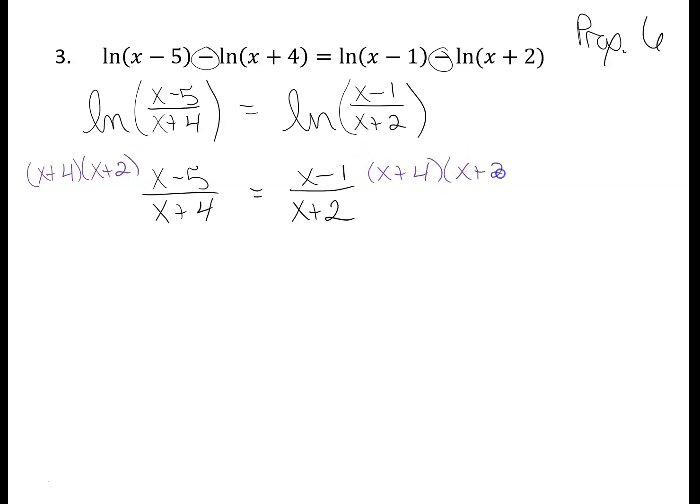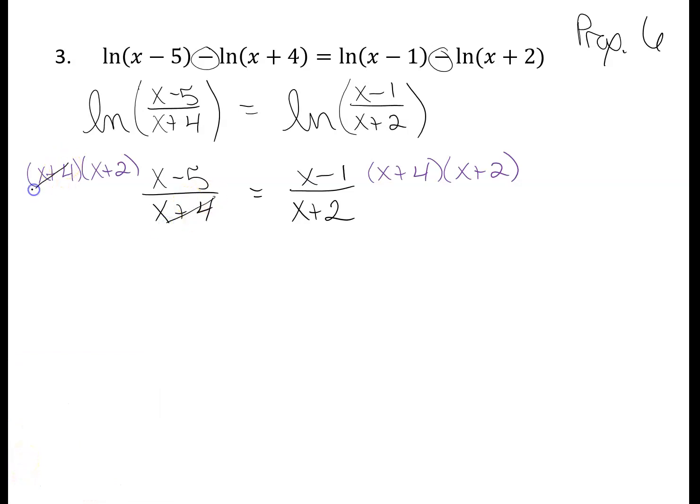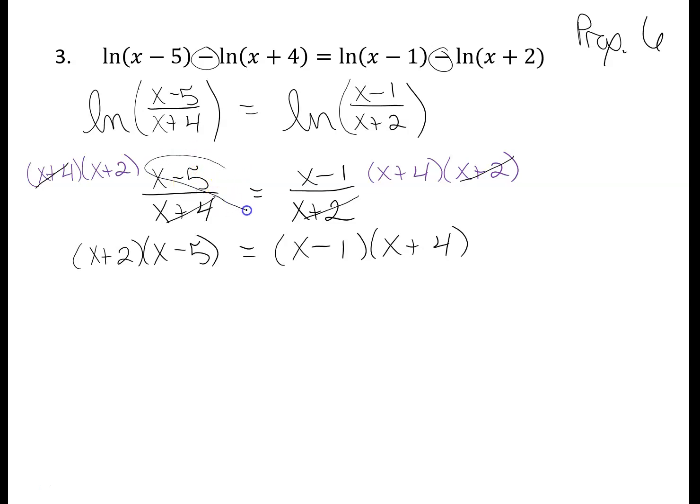So we'll go ahead and write that next to each term. And then on the left, we can divide out the x plus 4's. So that leaves me x plus 2 times x minus 5. And on the right, we can divide out the x plus 2's. So now I've got x minus 1 times x plus 4. Now notice that's the same thing we would get if we cross multiplied. We could do these two, x minus 5 times x plus 2, and then equals and multiply these two. If there's one fraction on each side of the equal sign, you can do it that way. You can cross multiply if you prefer.